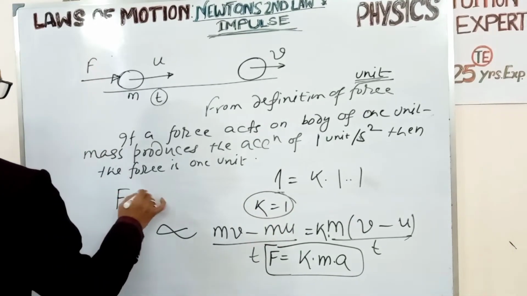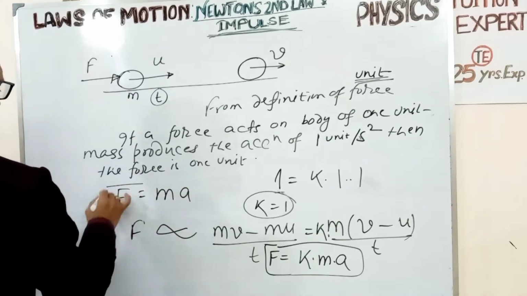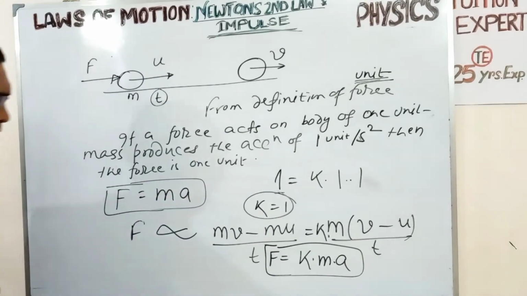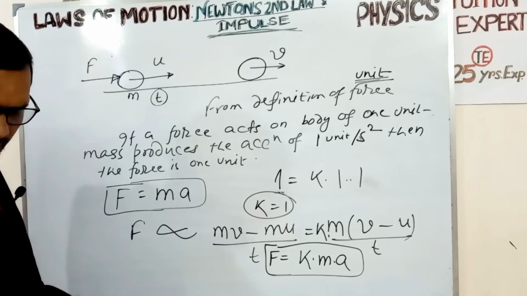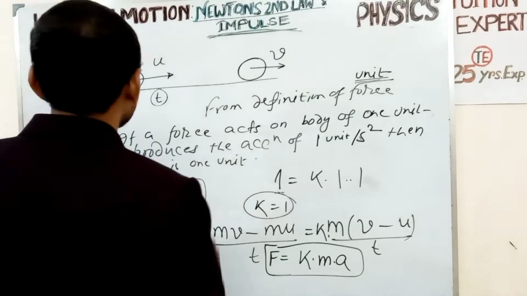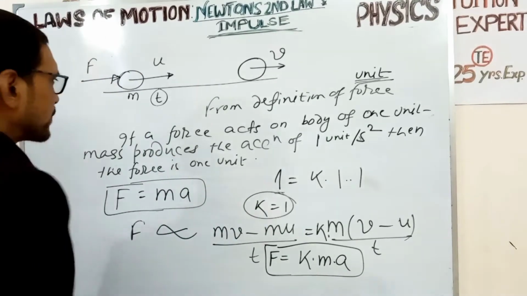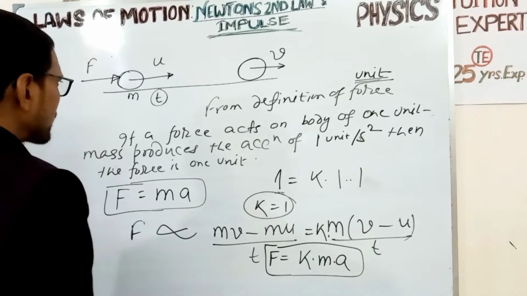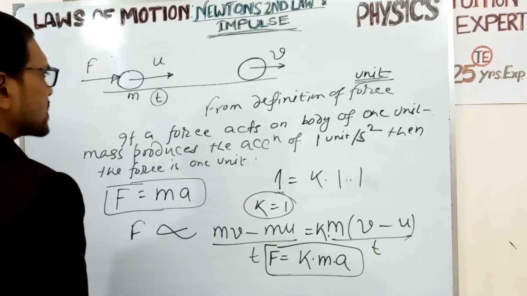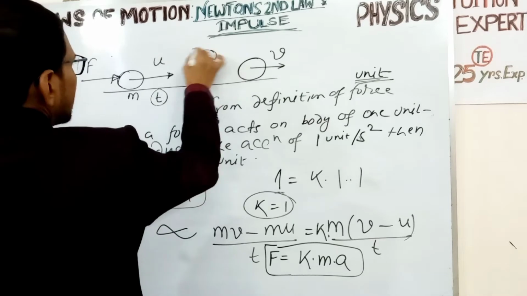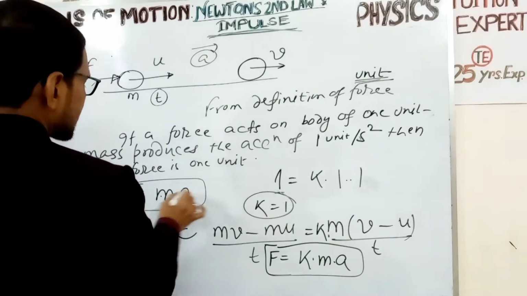So F equals m into a. This is the force, mass, acceleration equation, F equals ma. So when a single force F acts on a body of mass m, it produces the acceleration a, and the relation between force, mass and acceleration is this.